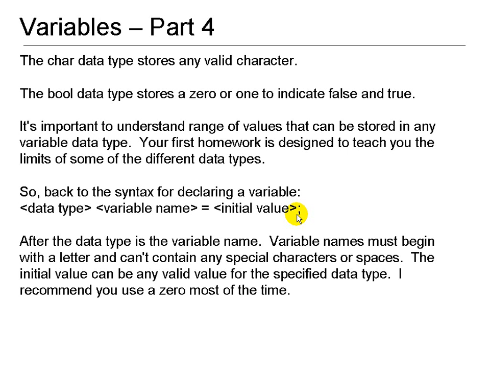So back to the syntax for declaring a variable. It's data type, variable name, equals, and then an initial value. After the data type is the variable name. Variable names must begin with a letter and can't contain any special characters or spaces. That is a rule. That's something you have to do. The initial value can be any valid value for the specified data type. I recommend that you use 0 most of the time.